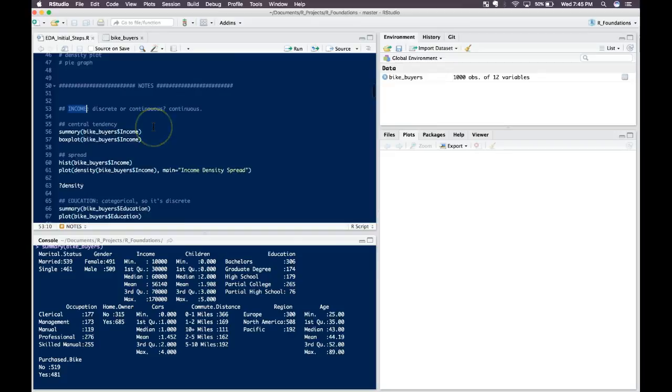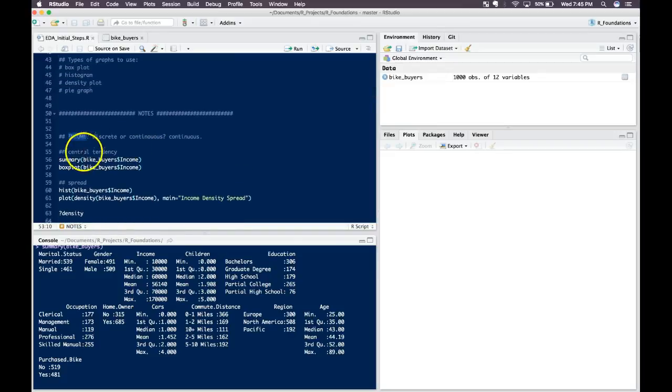First, let's look at not education, but income. So the first thing we need to ask ourselves, is this discrete or continuous? Like we said in the example before, income is a good example of continuous because it is on a continuous scale. So let's first look at central tendency.